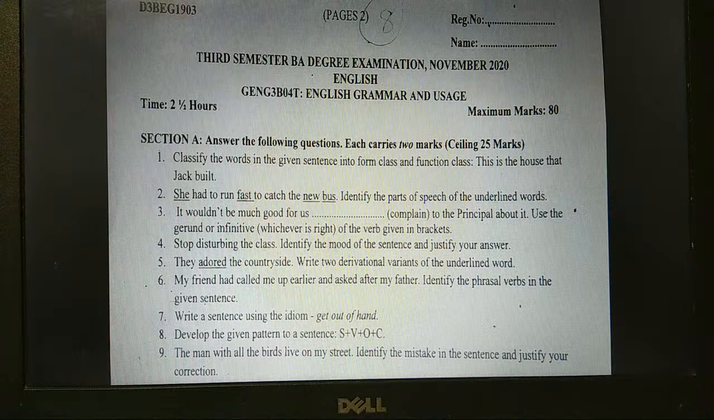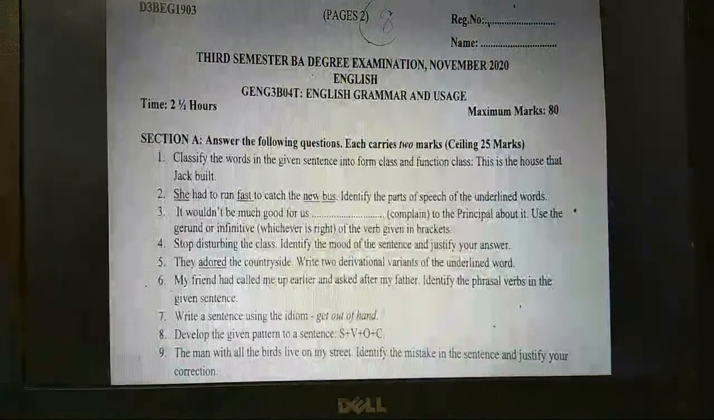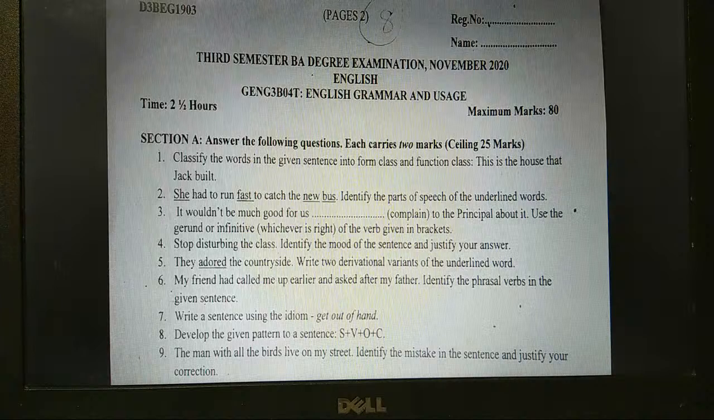Now we move on to question number 6: my friend had called me up earlier and asked after my father. Identify the phrasal verbs in the given sentence. You just have to write down the phrasal verbs. So you can write question number 6, phrasal verbs: number 1, called up; number 2, asked after. And when you write the phrasal verbs called up and asked after, you get full score. That is 2 marks.